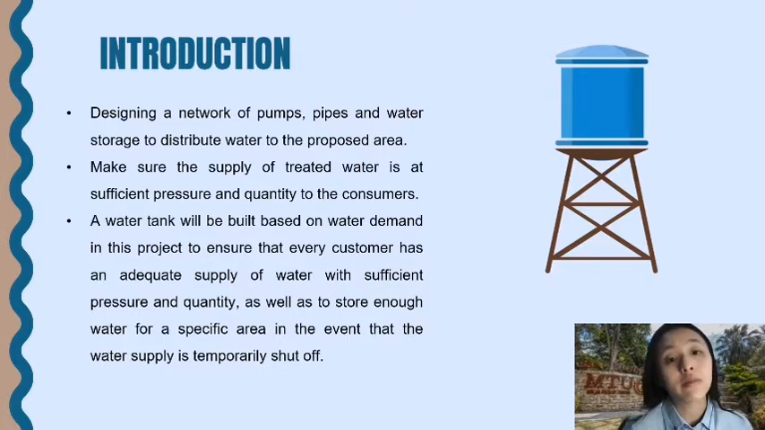So for the introduction, water reticulation is a process of designing a network of pumps, pipes and water storage to distribute water to the proposed area. We have to make sure the supply of treated water is at sufficient pressure and quantity to the consumers. Also, a water tank will be built based on the water demand in this project to ensure that every customer has an adequate supply of water with sufficient pressure and quantity, as well as to store enough water for a specific area in the event that the water supply is temporarily shut off.